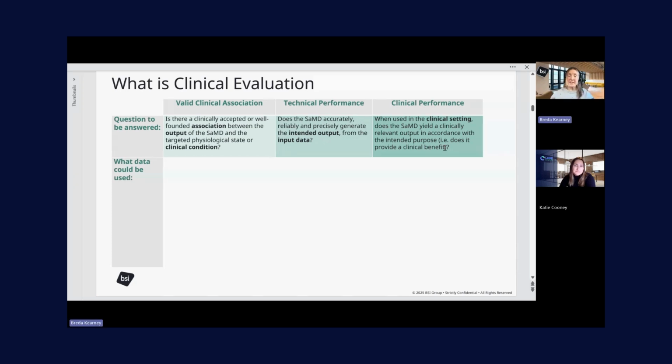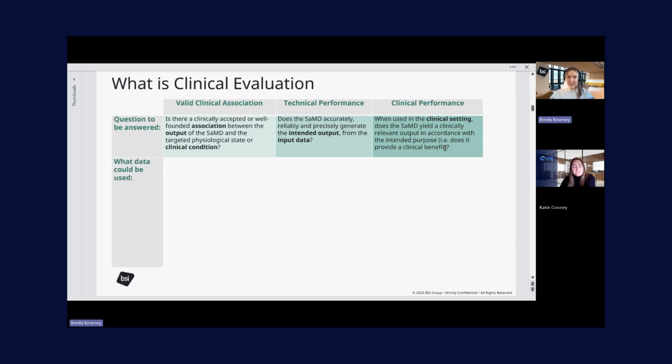So those are the three things that we're trying to prove from our clinical evaluation, that there is a valid association between the output and a clinical condition. So the report, or what's reported, the results, it actually means something. The technical performance, that we can reliably, precisely generate an output from the input. And then clinically, when I put this software into the clinical environment, it does what it's meant to do. It's clinically relevant. It provides a clinical benefit to the patient.